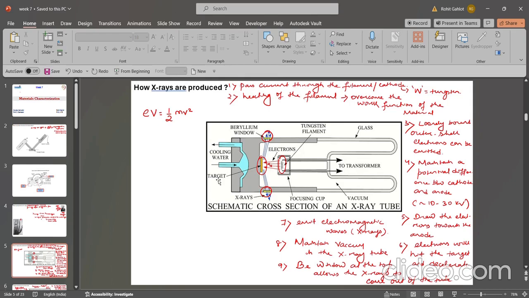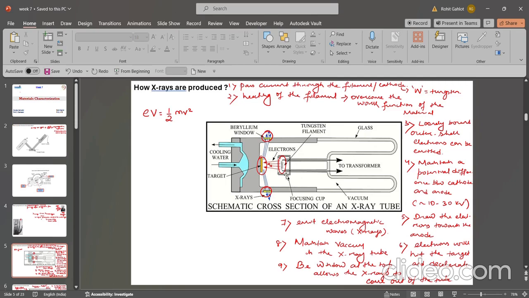So how are X-rays produced? Firstly, this is the schematic cross section of an X-ray tube. Here, it comprises a beryllium window, tungsten filament, and glass. So this is your tungsten filament.